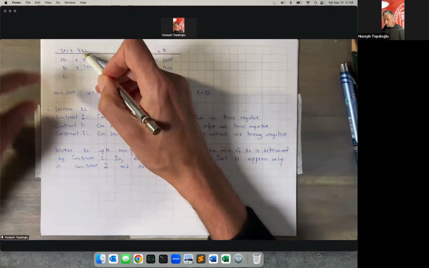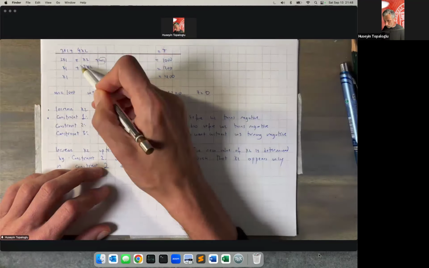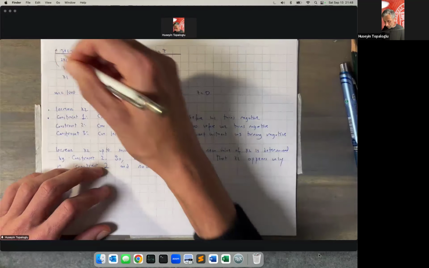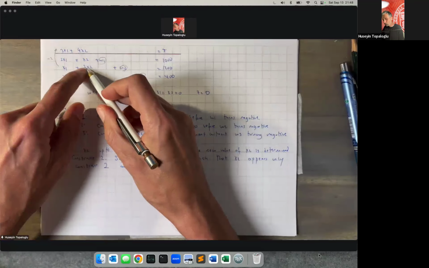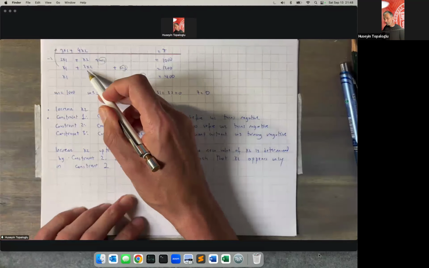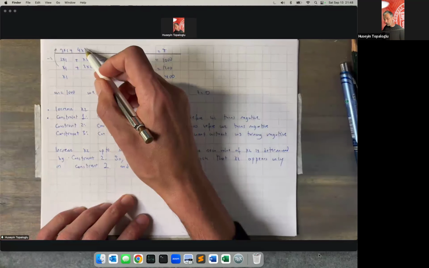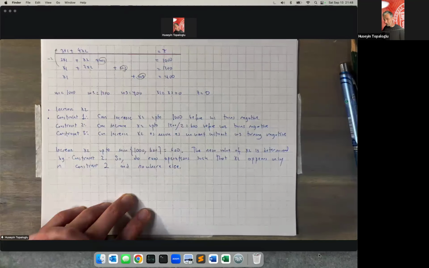Okay, so if I want x2 to disappear from the objective function row, I'm going to take the second constraint row, multiply by -2, add it to the objective function row, so that 2 times -2 is going to be -4x2 plus another 4x2, x2 is going to go away. So if I want x2 to go away from the objective function row, multiply the second constraint by -2, add it to the objective function row.